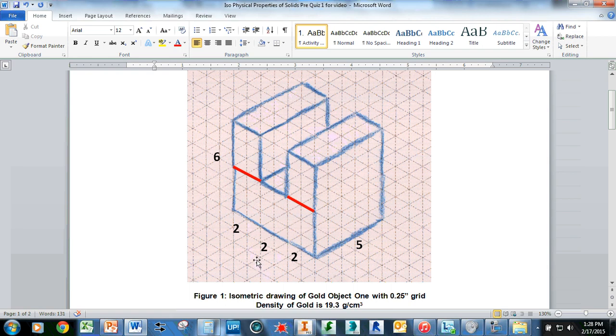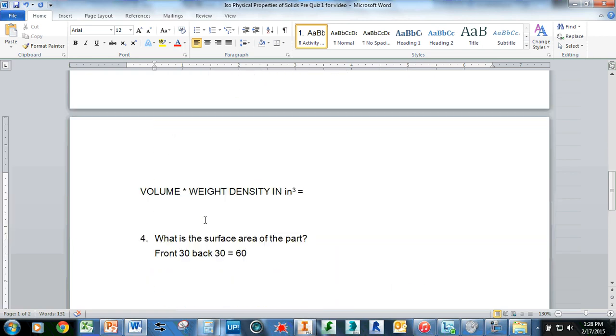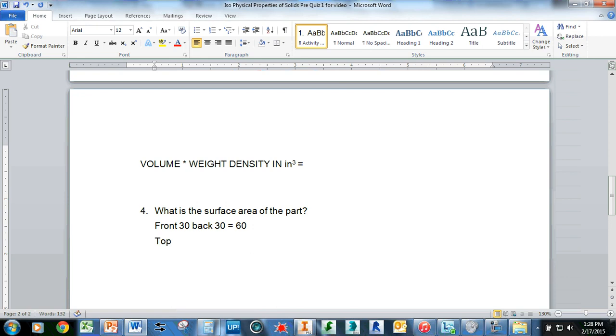We also have to make sure we include the bottom of the object. So the top and the bottom have the exact same number of squares. So I'm going to say the top is 30 and the bottom is 30. Add both of those up. We come out to 60.